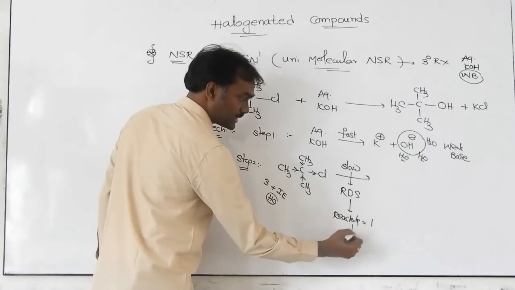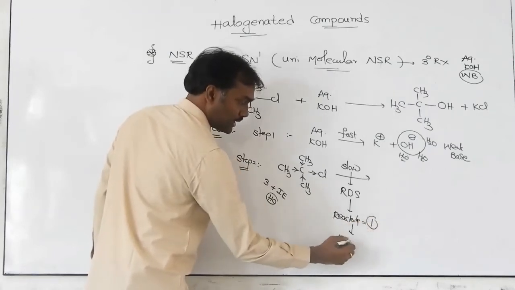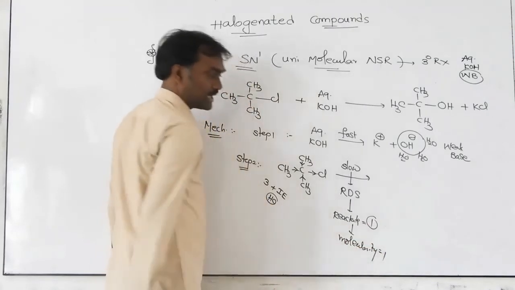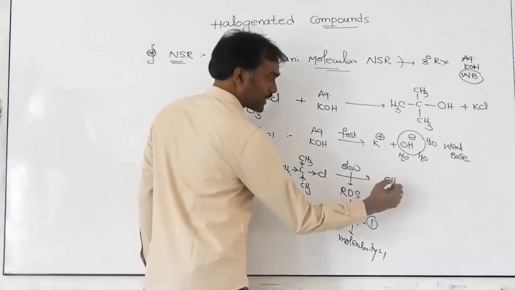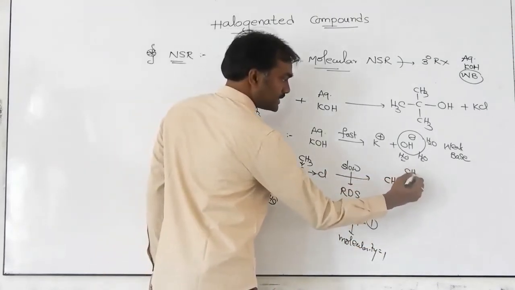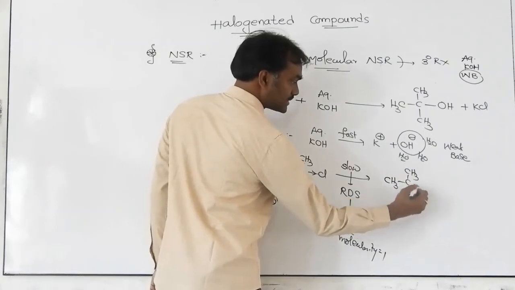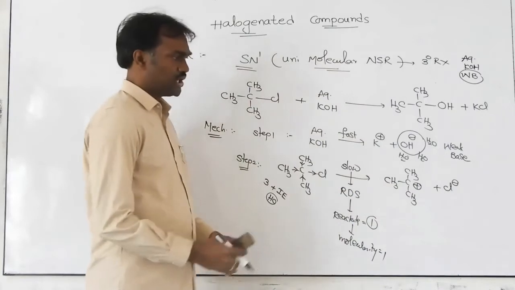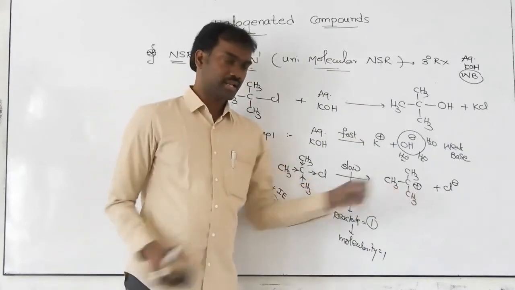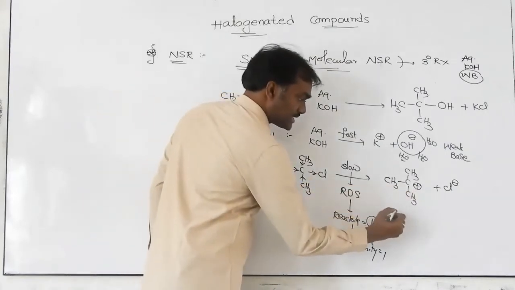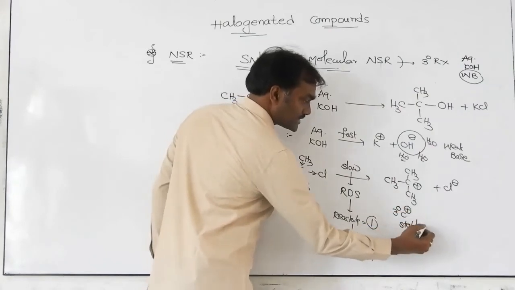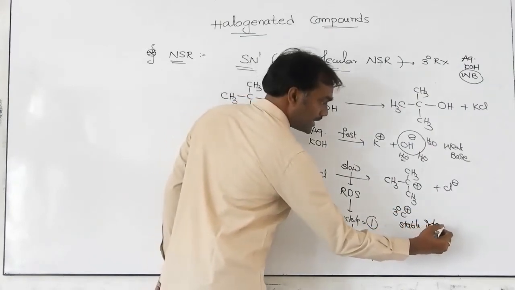So that's why that number is called molecularity. So molecularity is 1. You are getting CH3, CH3, CH3 positive and Cl minus. So you are getting a complete positive charge. This is a tertiary carbocation, so it is a stable intermediate.